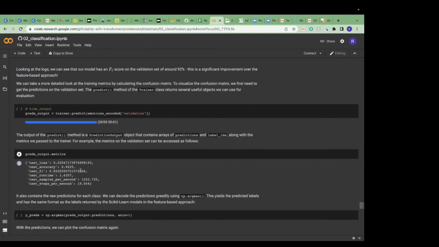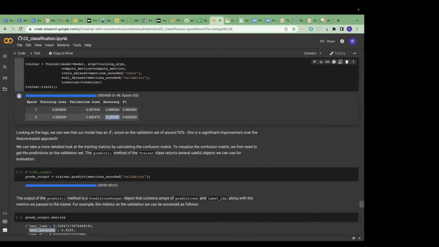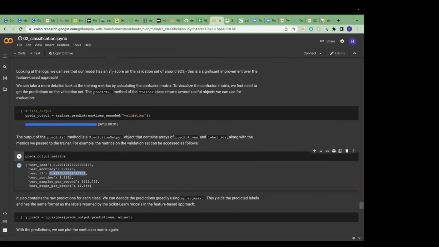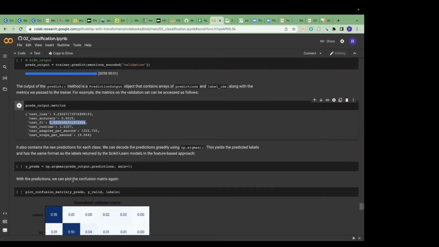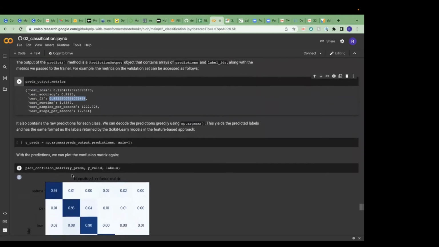Yeah, so it does get a pretty good F1 score. Actually, this is the testing accuracy, based off of this part of the model. Testing loss, this is just the log loss for softmax. And then it gives the runtime, samples per second and steps per second.